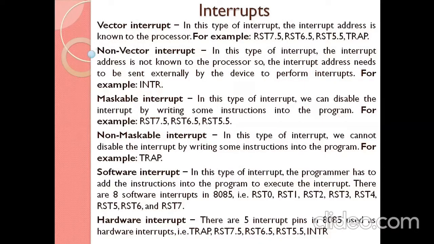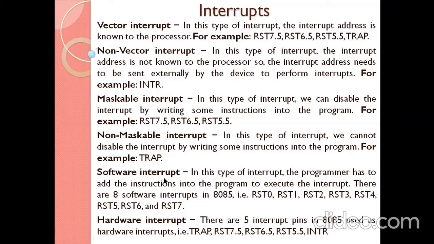So there are various types of interrupts available. First one is software interrupt, another one is hardware interrupt. Hardware interrupt means you have to give some signals. If you give some signals, clock signals, then an interrupt will occur to the processor. That is called a hardware interrupt.